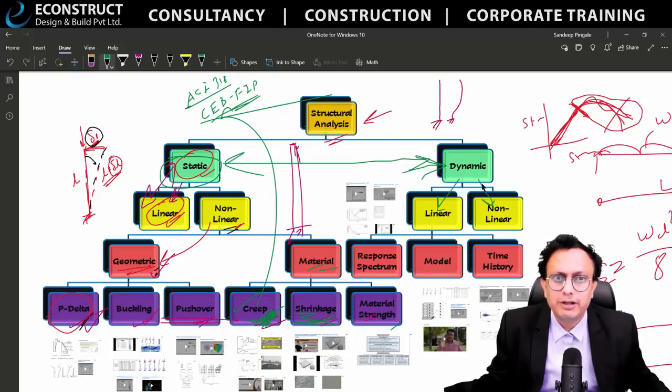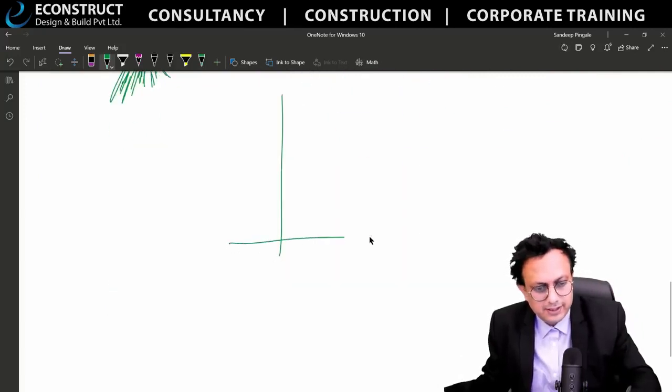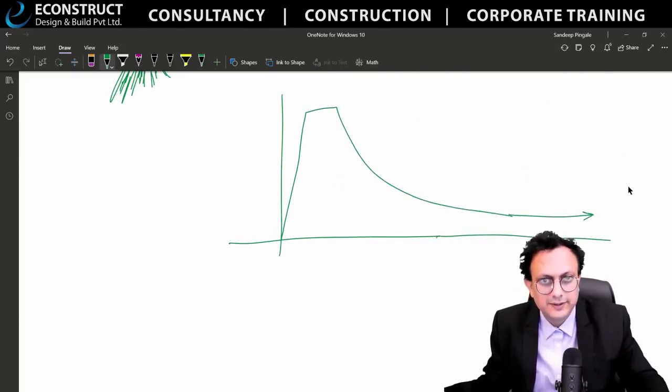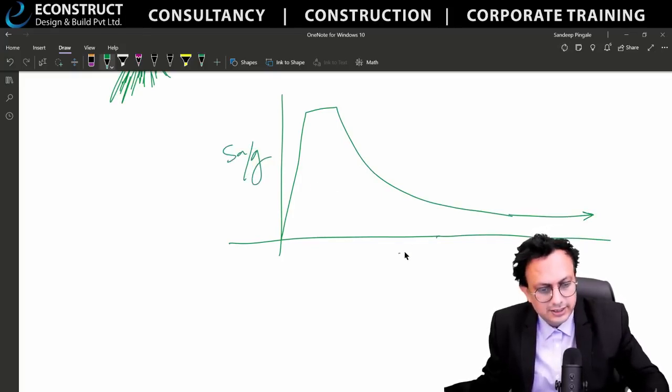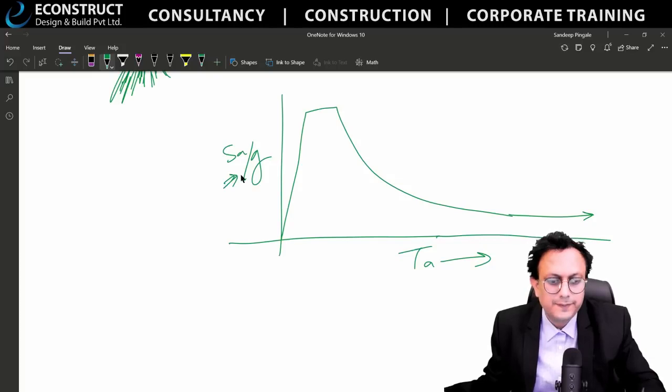There is a non-linear dynamic also. In the linear dynamic, what are the different types? Response spectrum analysis, modal analysis, time history analysis. What is response spectrum analysis? There is a spectrum curve. I don't know, most of you might not know. There is a response spectrum curve like this. It goes to infinity. This is Sa by g. This is the time period, which is the approximate time period. And what is Sa by g? Spectral acceleration with respect to gravity.